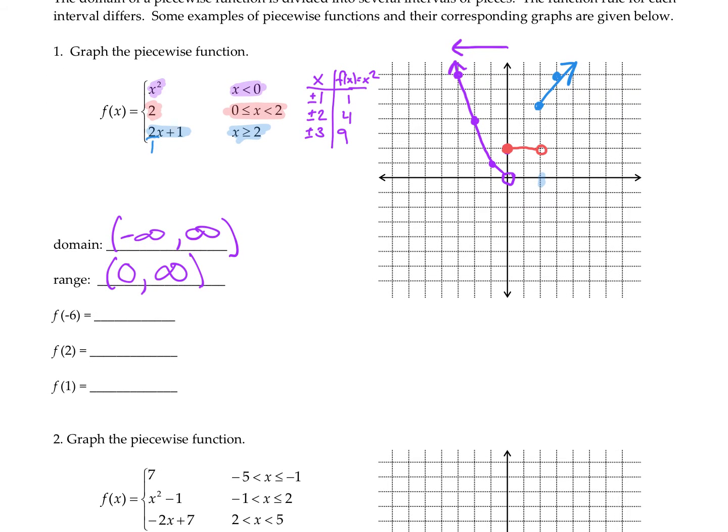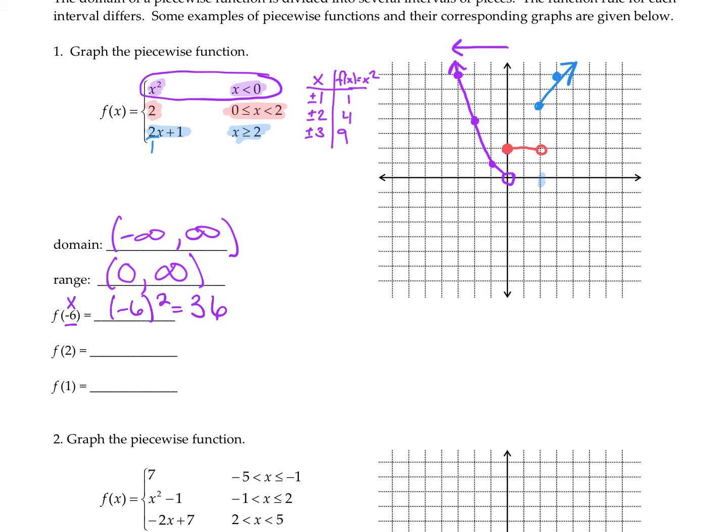Now it's saying what is the function when x equals -6? So -6 would fall into this purple function because -6 is less than 0. So I'm going to do -6 squared, which means my answer would be 36.